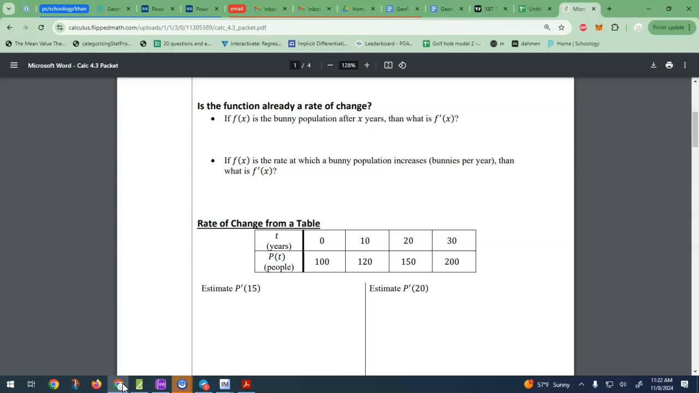But then they'll often do this, trying to make sure you're paying attention. Now they're telling me, let's pretend f of x is bunnies per year. So they're starting us off with the velocity being the original. So what will the label now be on f prime? Bunnies per year squared. Bunnies per year per year.